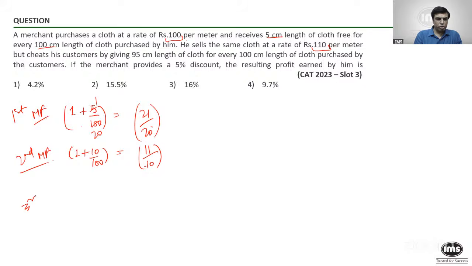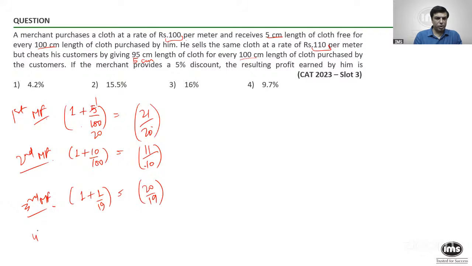What's the third change? When you buy 100 centimeter from him, he is giving you 95 centimeters, which means in other way, I can say this, that every time he sells you 95 centimeters, he saves 5 centimeter for himself, which means his profit is 5 over 95, which is nothing but 1 by 19. So my third multiplicative factor is 20 by 19.